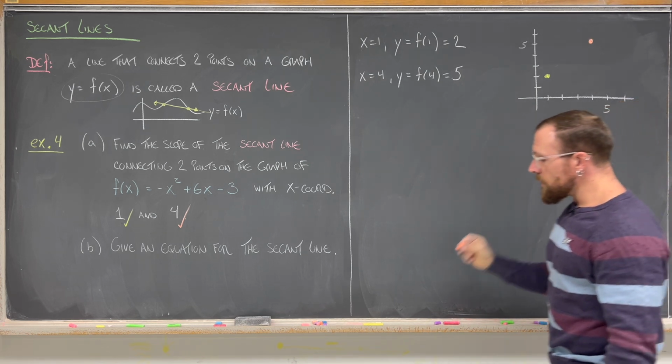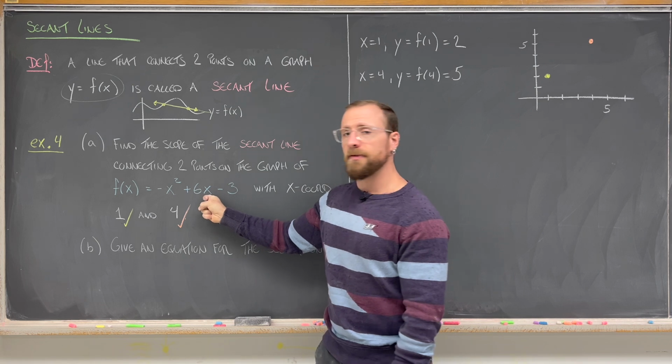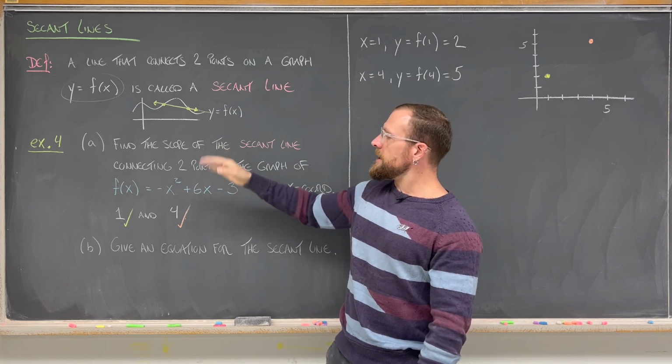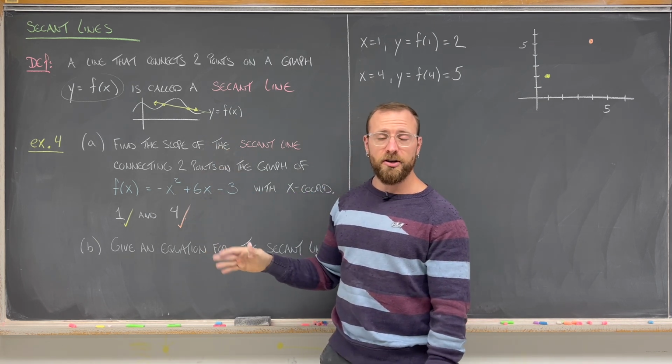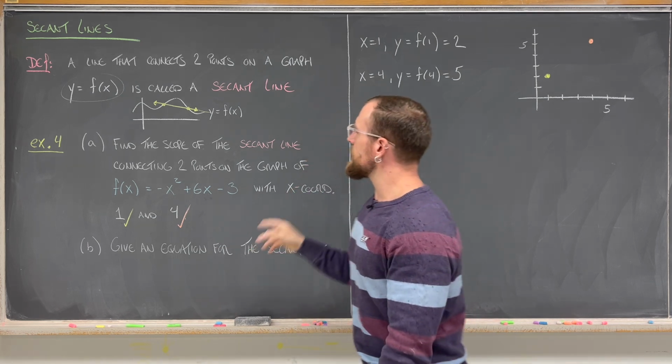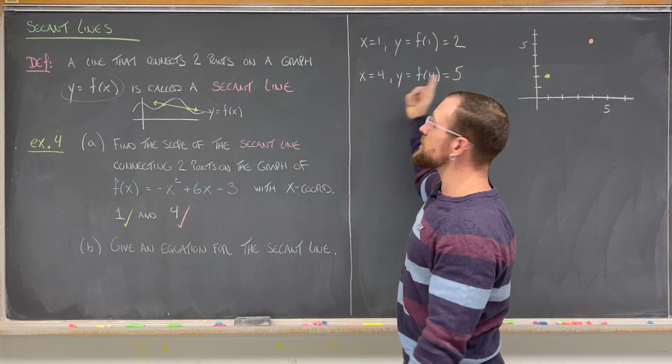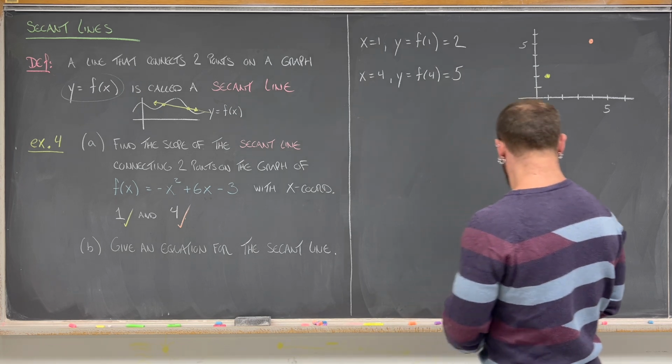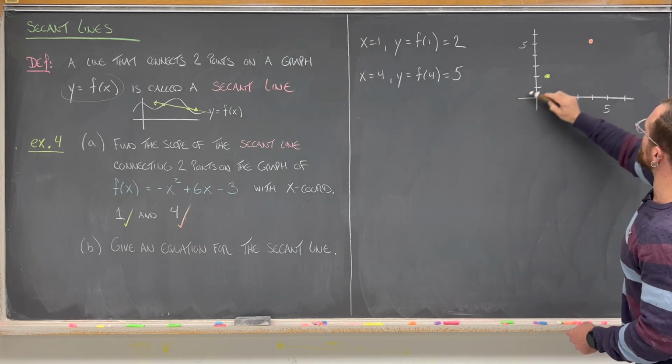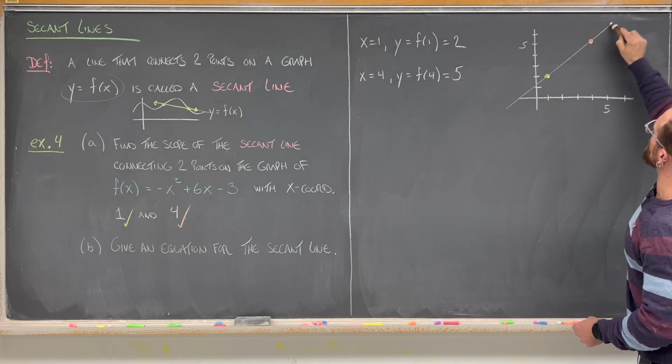Okay, so those are 2 points on the graph of this function. I don't need to draw the entire graph of this function. That's sort of beside the point. The secant line only depends on these 2 points. Okay, so what we're looking for is the equation of this line through those points.